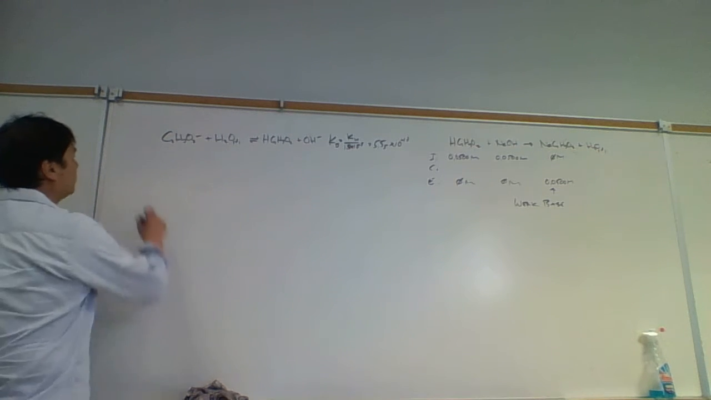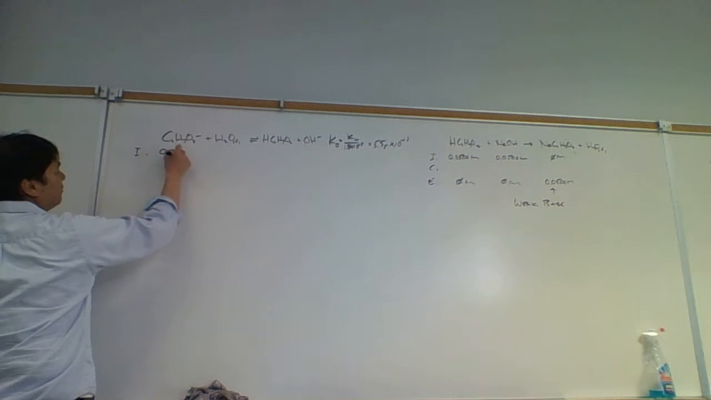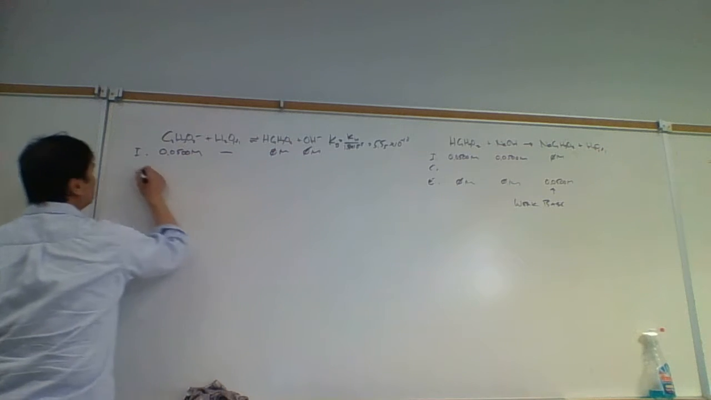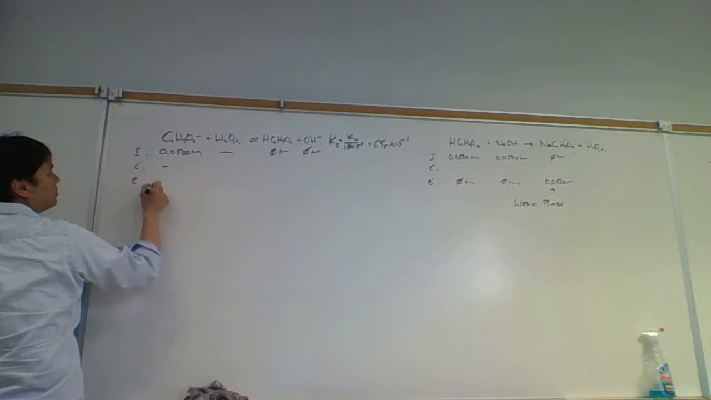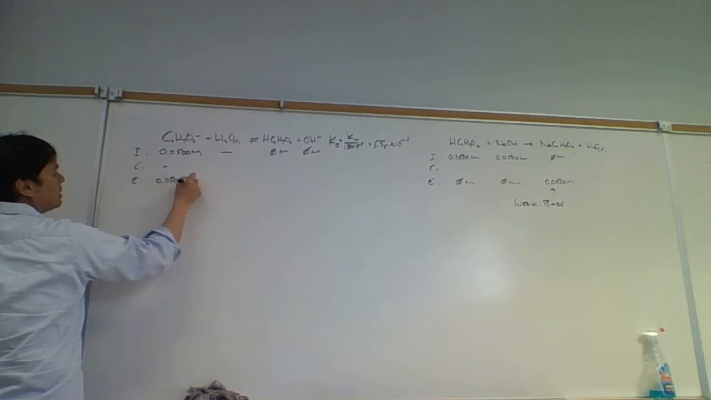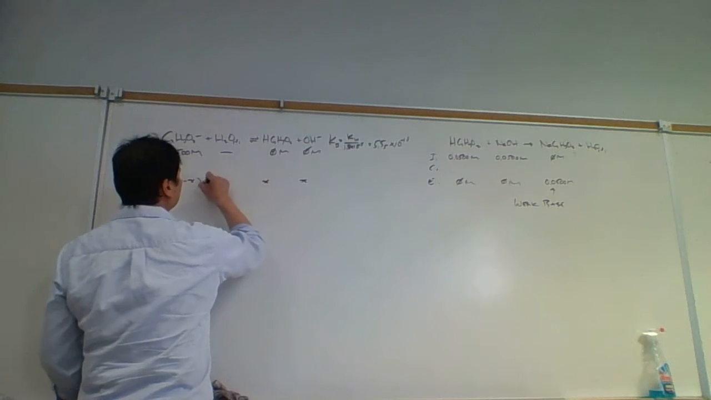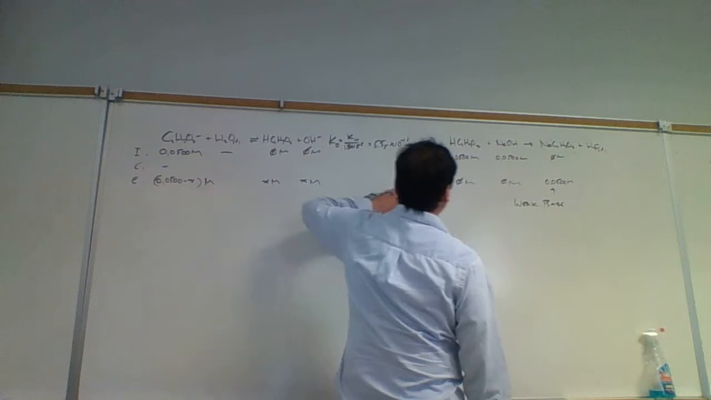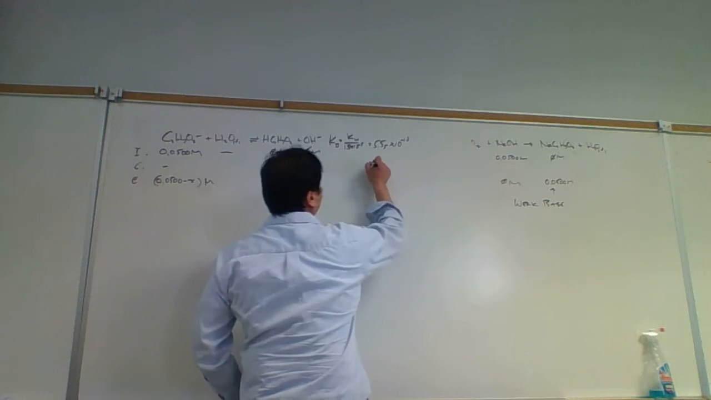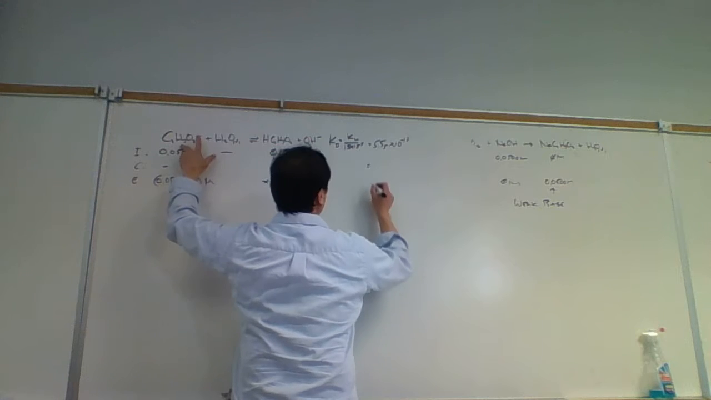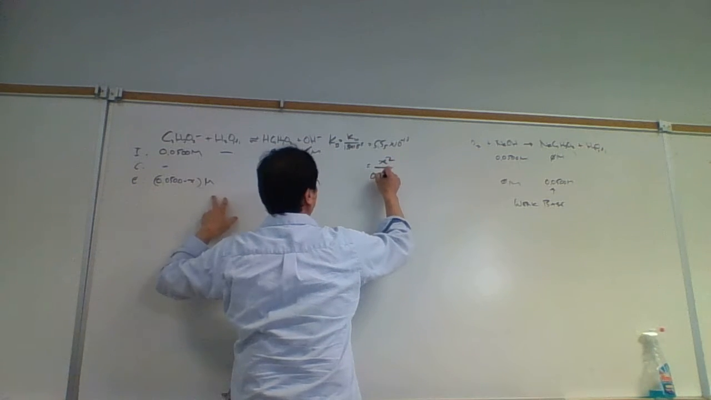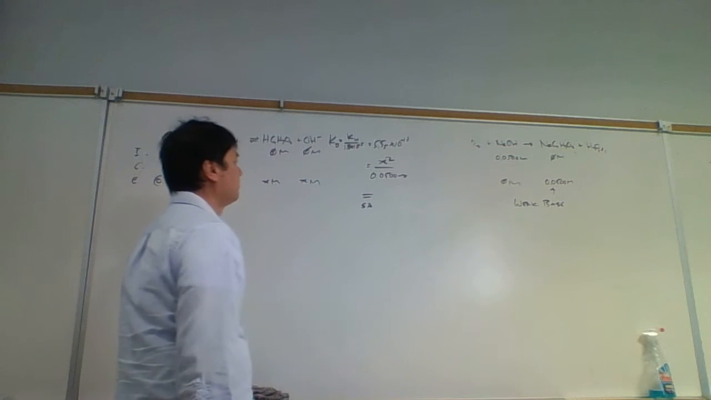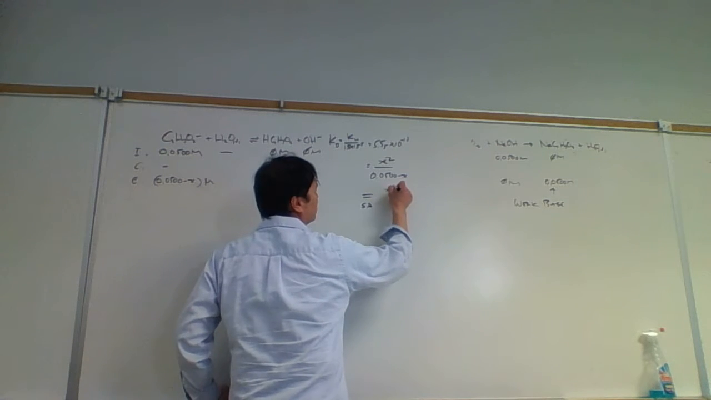All right, so let's go ahead and plug the initial in here, 0.0500 molar, 0 and 0. Minus x, plus x, plus x, so 0.0500 minus x, and x, and x. We solve for x here. So this is going to be the acetate times the hydroxide divided by the acetate, so x squared over 0.0500 minus x. We're going to try the simplifying assumption, see if it works. So this is going to be x squared over 0.0500.